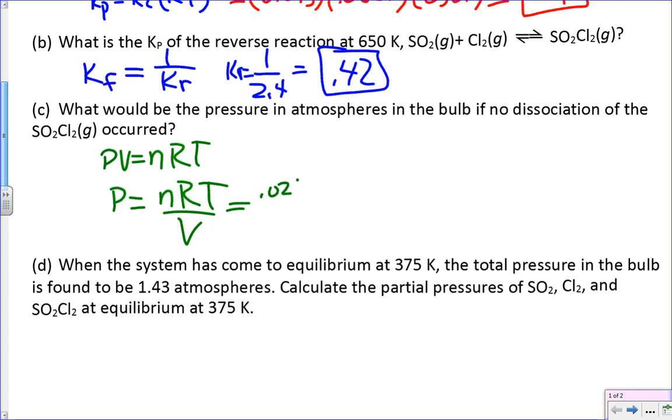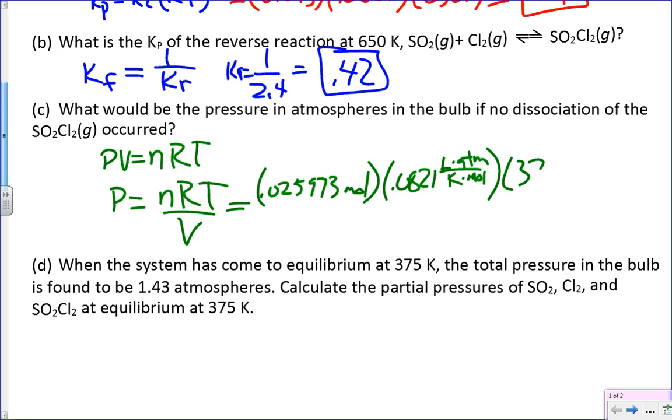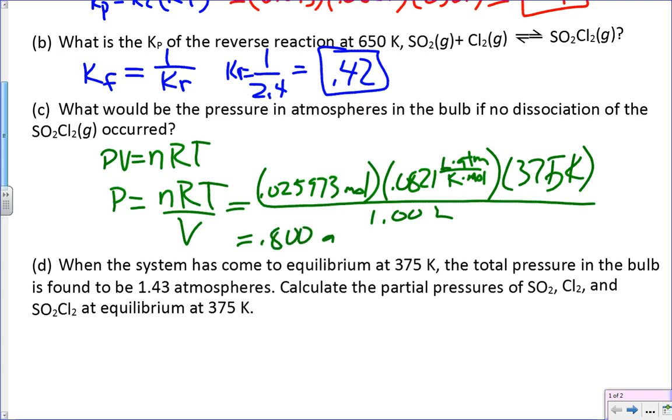It was 0.02593, and that was moles. And then we had our R value, same one we're going to use, 0.0821. And I didn't write it before, but remember that's liter atmosphere over mole Kelvin. And we multiply that by our temperature, which under initial conditions was 375 K. And that is all divided by the volume of the container, which was a 1.00 liter container. So when we plug in our numbers and round to 3 sig figs, we end up with 0.800 atmospheres. So that would be what the pressure is inside that container at time zero.